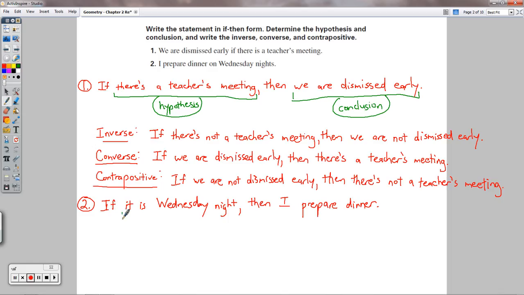So again, the part after the if is the hypothesis. Let's identify those parts first. And the part after the then is the conclusion.